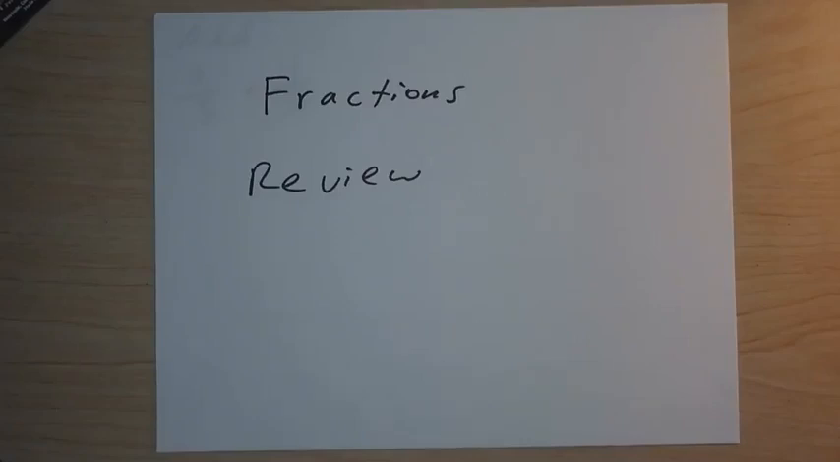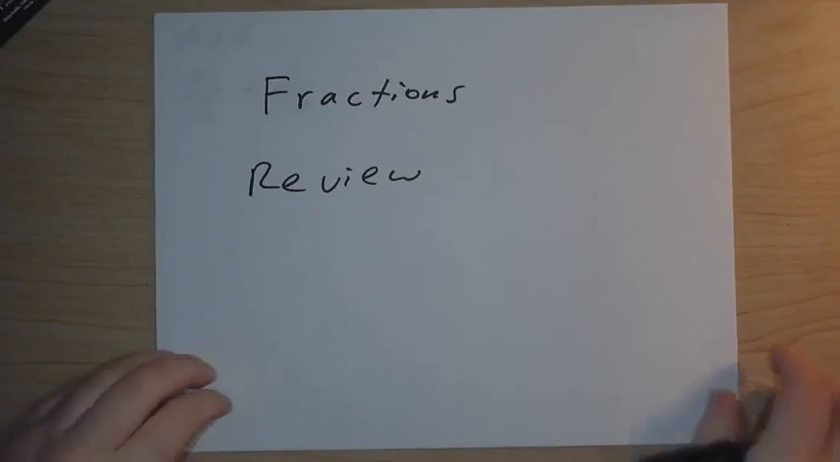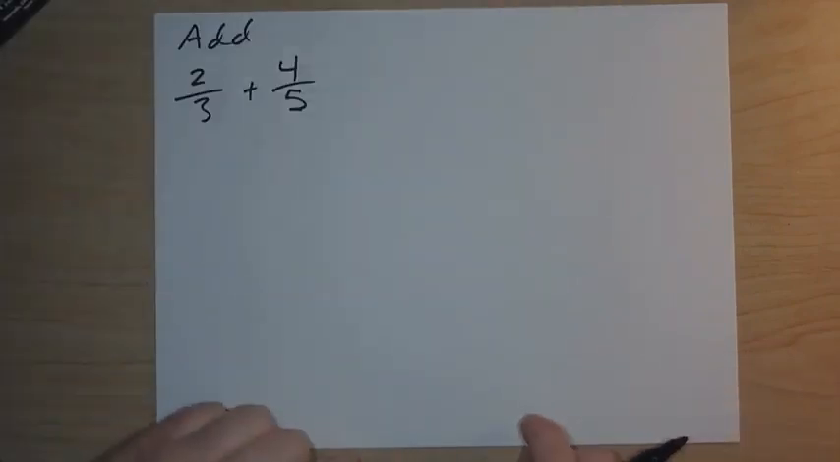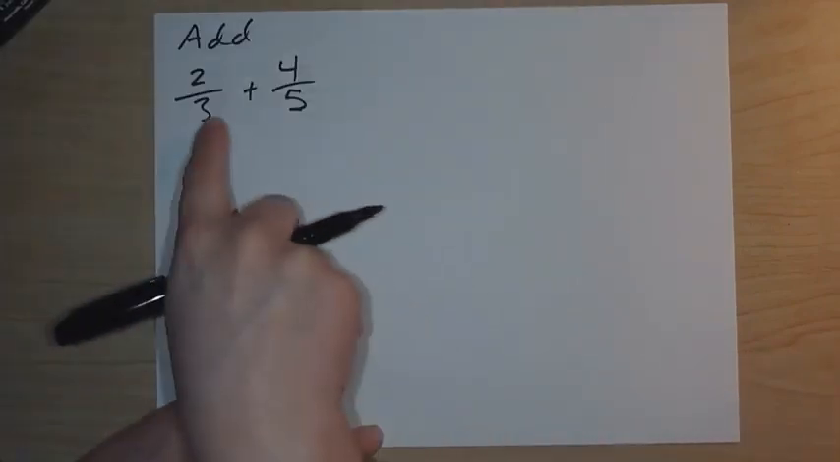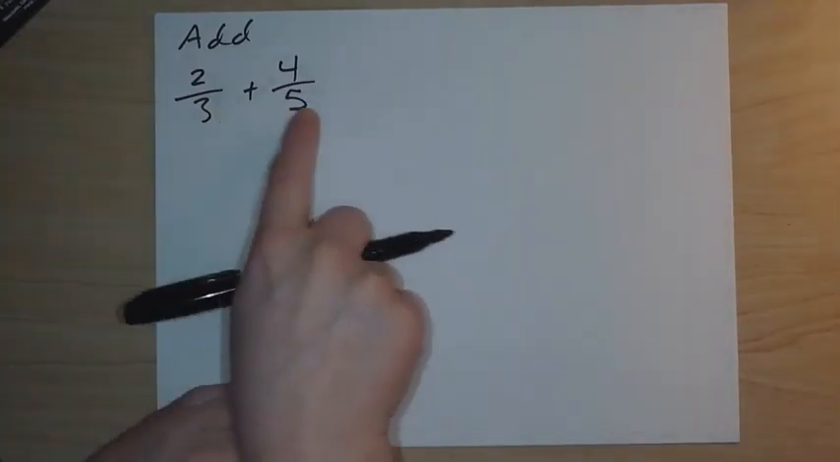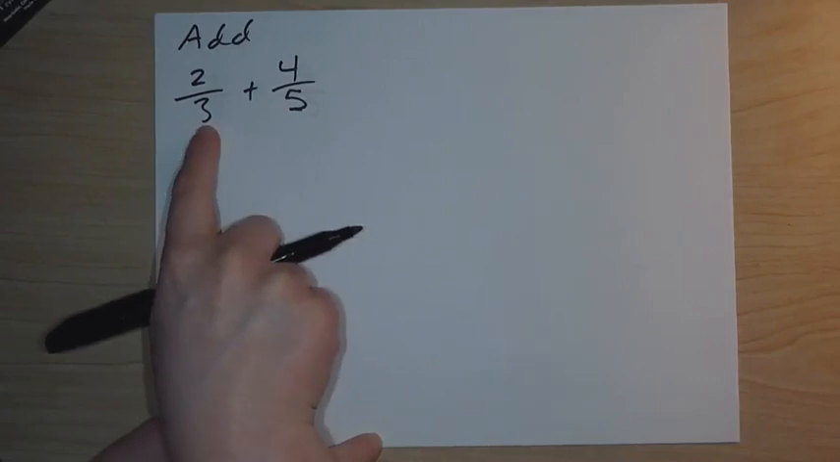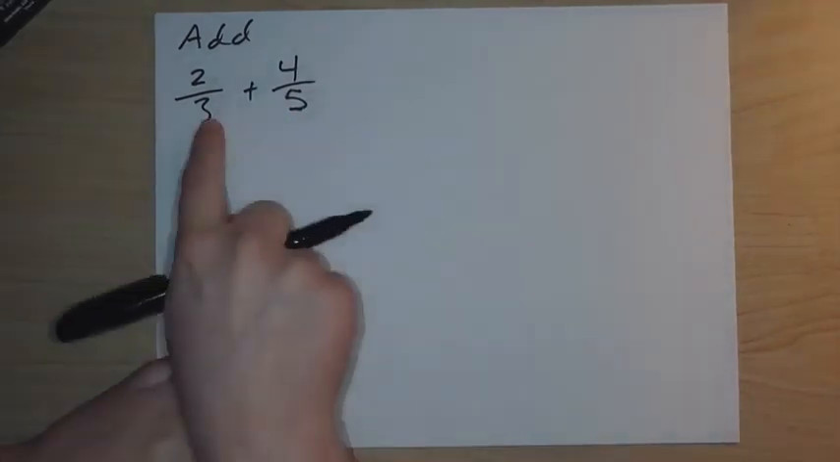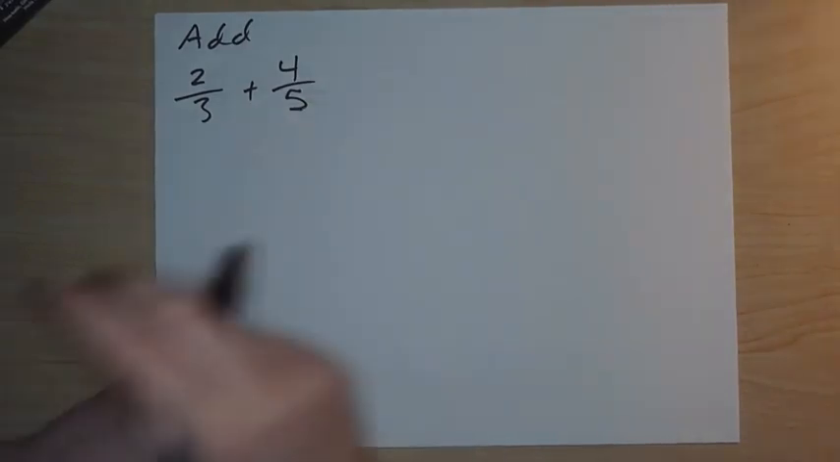Alright, so here we are in the fractions review. We've done the factoring review. We're going to do the fractions review now, jumping straight into it. We want to add the two fractions. Now when you add the two fractions, you need to have the denominators be the same. So right now they are different, 3 and 5. They need to be the same, so we're going to manipulate each fraction so that they are the same.